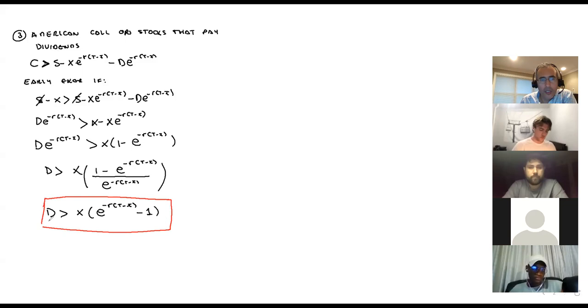So I will do an early exercise of my call on stocks that pay dividends if and only if my dividends are larger than this part here. This part here is my return on X. Oh, sorry, it's not minus, it's plus here. Let me delete this part. This should be a plus. Do you agree? Because this negative goes up, so it becomes a positive.